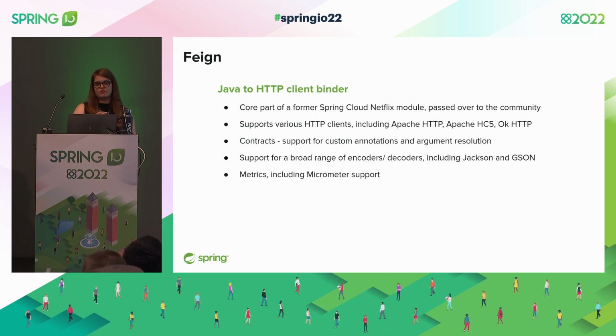Feign actually used to live in Spring Cloud Netflix, but then the core module was removed and passed over to the community. Feign supports various HTTP clients, including Apache HttpClient, HC5, OkHttp, and Feign also has the concept of contracts. Contracts allow you to support custom annotations and custom argument resolution, which is what we are using in Spring Cloud OpenFeign to allow you to use Spring MVC annotations on Feign clients. It also supports a broad range of encoders and decoders, including JSON, and metrics with Micrometer support.